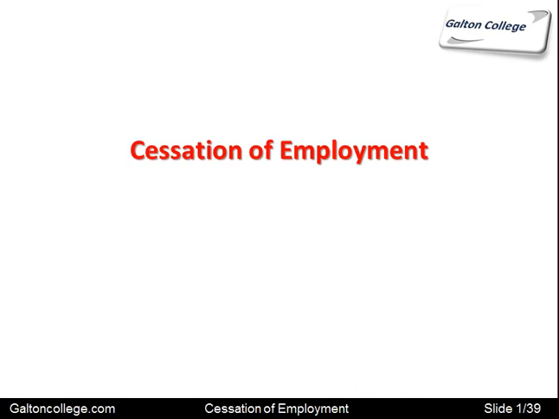This class will deal with the cessation of employment, ways in which employment can end. It's a large topic, so we've broken the class into two parts: cessation of employment 1 and cessation of employment 2. This is number 2, and it'll look at some ways in which employment can be terminated.